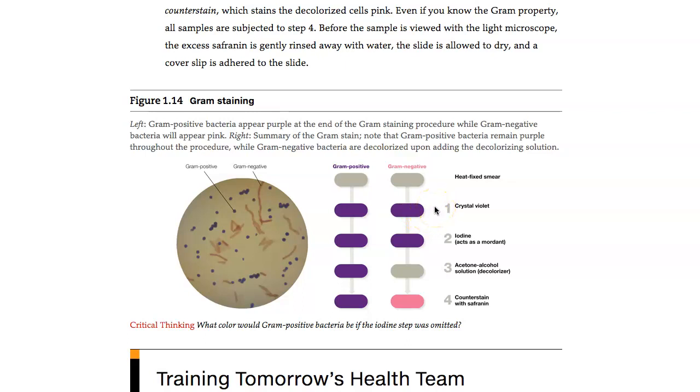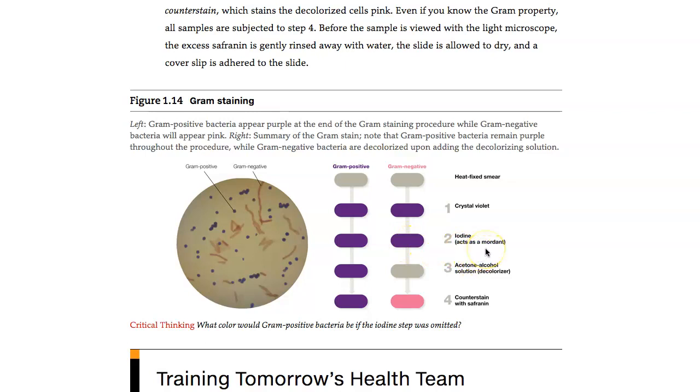We're adding the stain. Now, the next thing that we're going to do, and this is where we're going to start getting specific, is we're going to add a mordant. Again, we talked about a mordant, something that helps the cell to retain the stain. So the iodine is a large negatively charged element, which will bind to the stain and help to trap the stain inside the cell. And therefore, this is important so that the stain doesn't wash out.